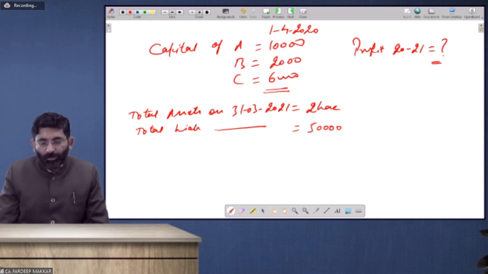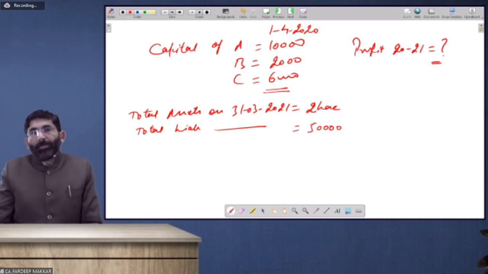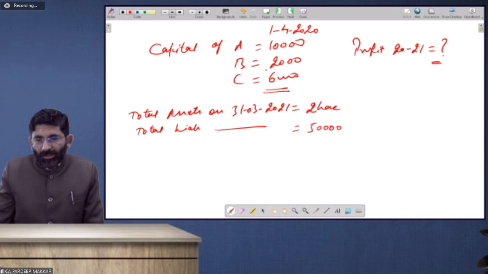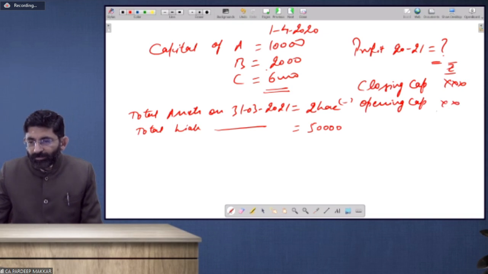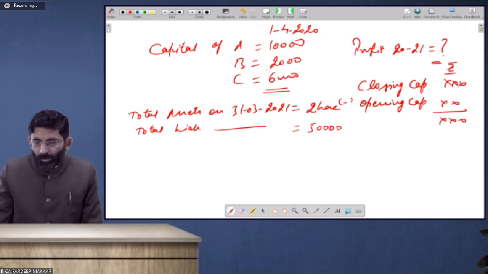The question is in front of you: we have to calculate profit for the year 2021, for which the opening capital of A, B, and C is given. Then closing assets and liabilities are given. How to get it? Remember the concept of single entry system, beta. In single entry system, you remember how to calculate the profit. You have to do closing capital minus opening capital to calculate the profit.